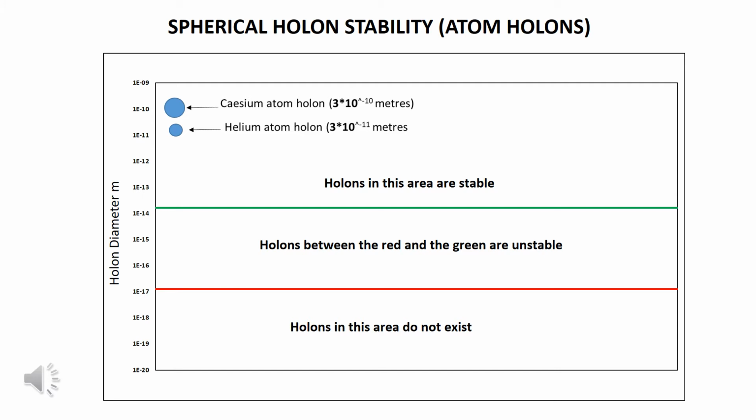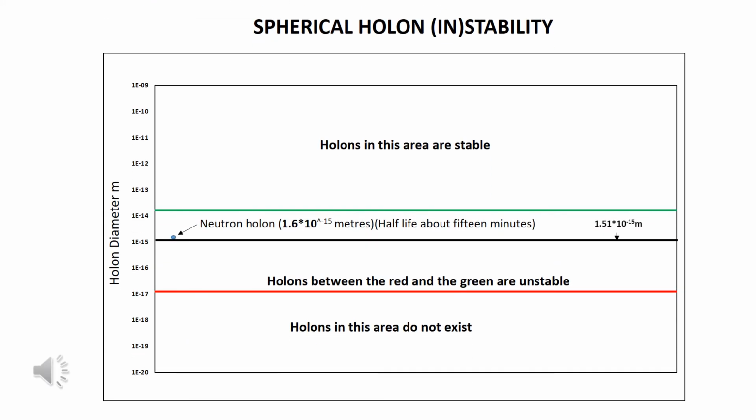So what about the other regions in our diagram? Here we have placed on the diagram the smallest neutral holon whose diameter is reasonably accurately known. And this is the neutron with a diameter of 1.6 times 10 to the minus 15 meters. We see that this neutron holon, which is known to be unstable with a half-life of about 15 minutes, falls well within the predicted unstable holon region.